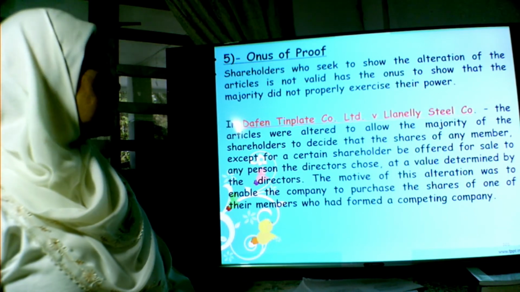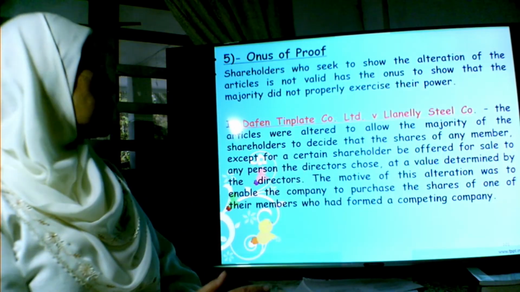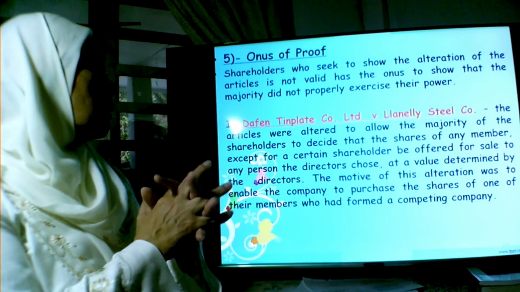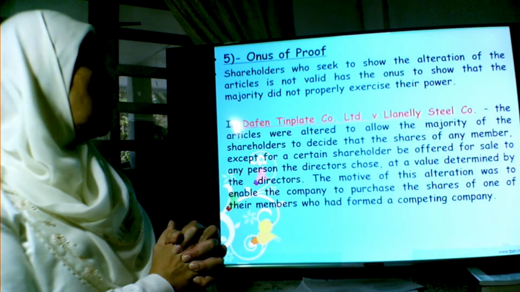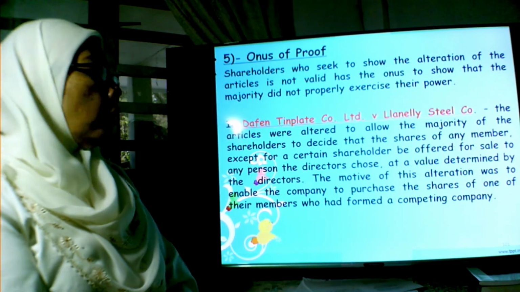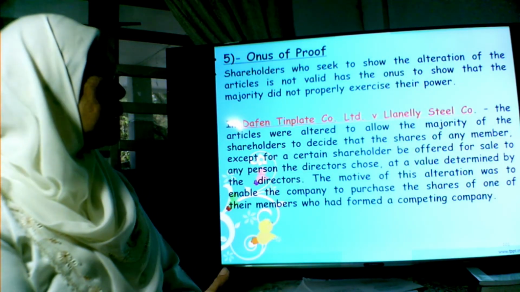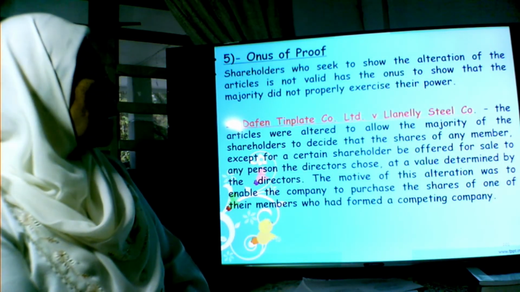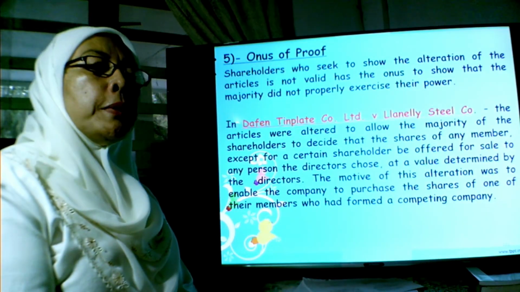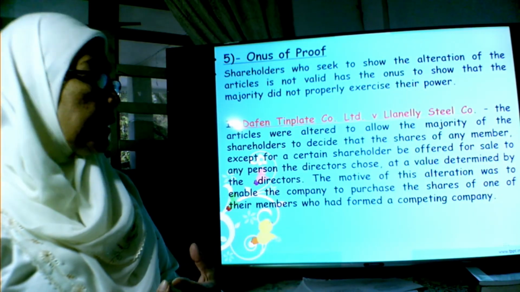So majority shareholder can actually decide whose share they want to be offered for sale, and the value will be determined by the directors, and nilainya tentukan oleh directors. Why they do this? This is very harsh. How come you suddenly wanted to acquire people's share, offers his share for sale, and then the price also is to be determined by the director? Okay, but why they do this? Why they do something very harsh like this?